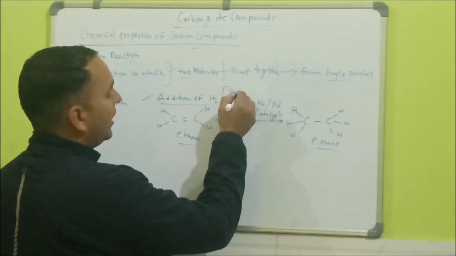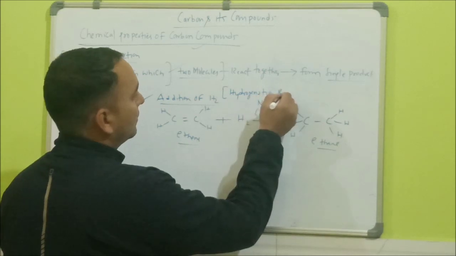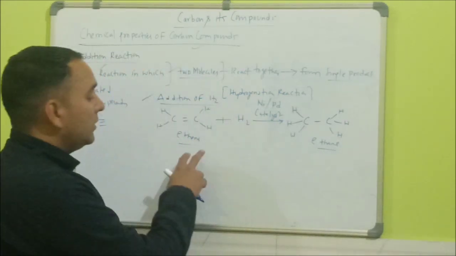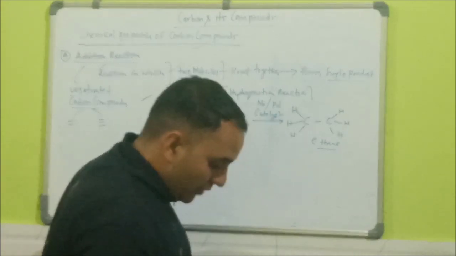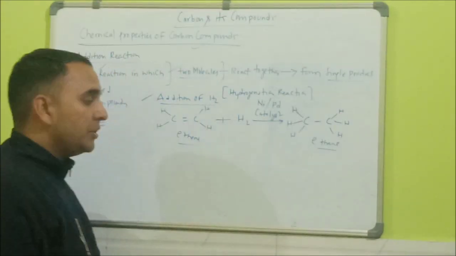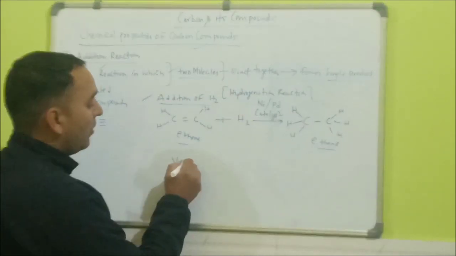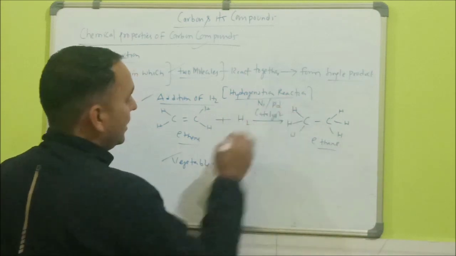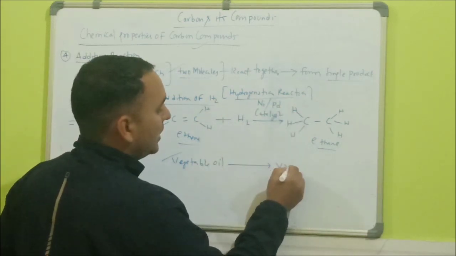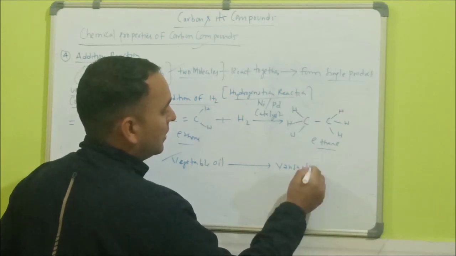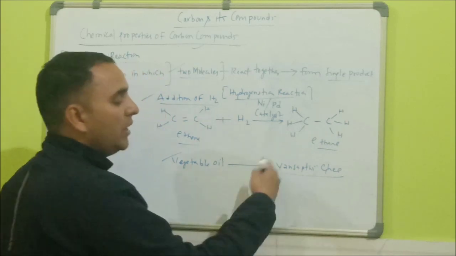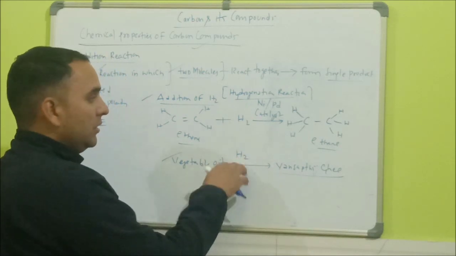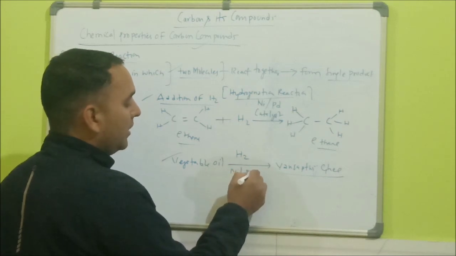Overall, this reaction is also called hydrogenation reaction. Here we have converted alkenes to alkanes. Now, hydrogenation reaction is also utilized in the manufacturing of vanaspati ghee from vegetable oil. That is your application of hydrogenation reaction. That is how vegetable oil is getting converted to vanaspati ghee, your solidified form. So this vegetable oil undergoes hydrogenation, that is addition of hydrogen, in presence of nickel or palladium catalyst.